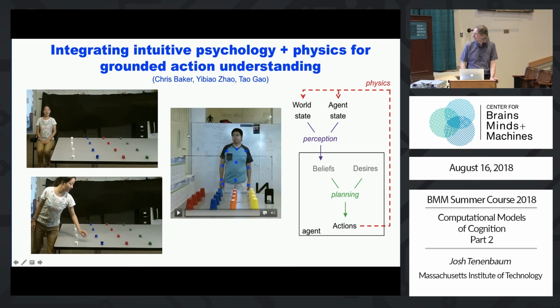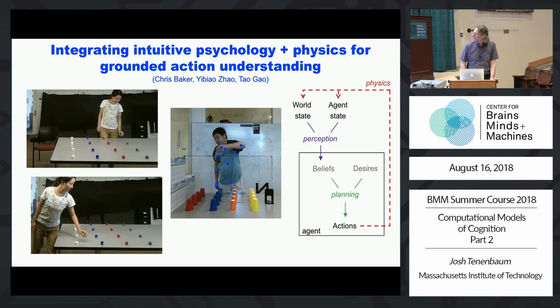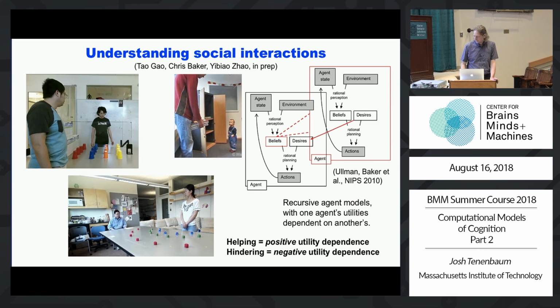Or take this scene here. This is Tao. So which object is he reaching for? Oops. Sorry.